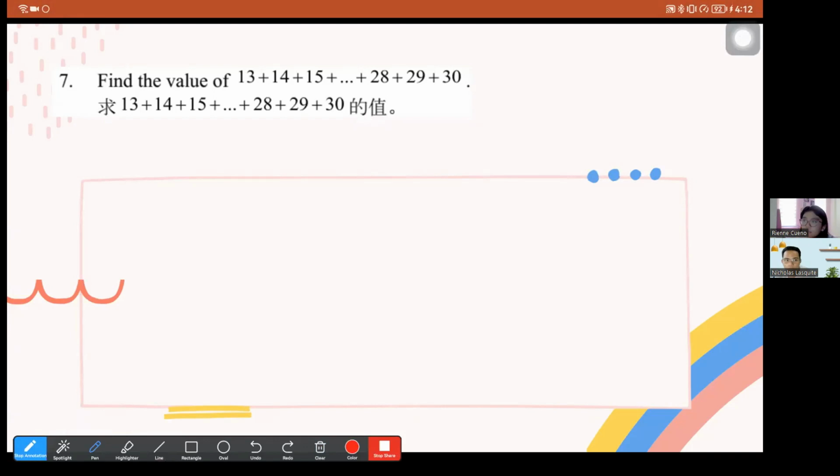So the formula is we need to know the number of terms present here. So the number of terms is simply 30 minus 13 plus 1, which is equal to 18. Meaning there are 18 numbers. Okay? So if you have 18 numbers, then that is your number of terms, right?